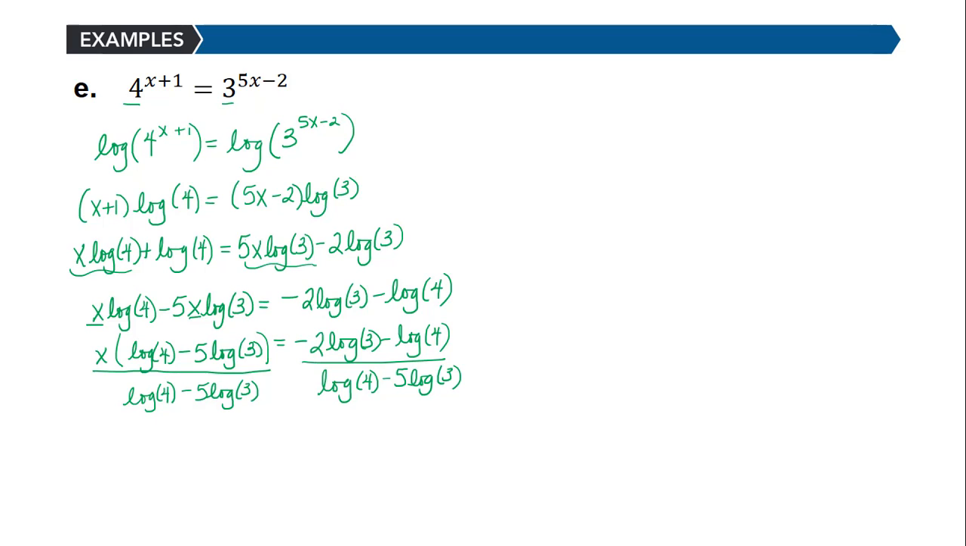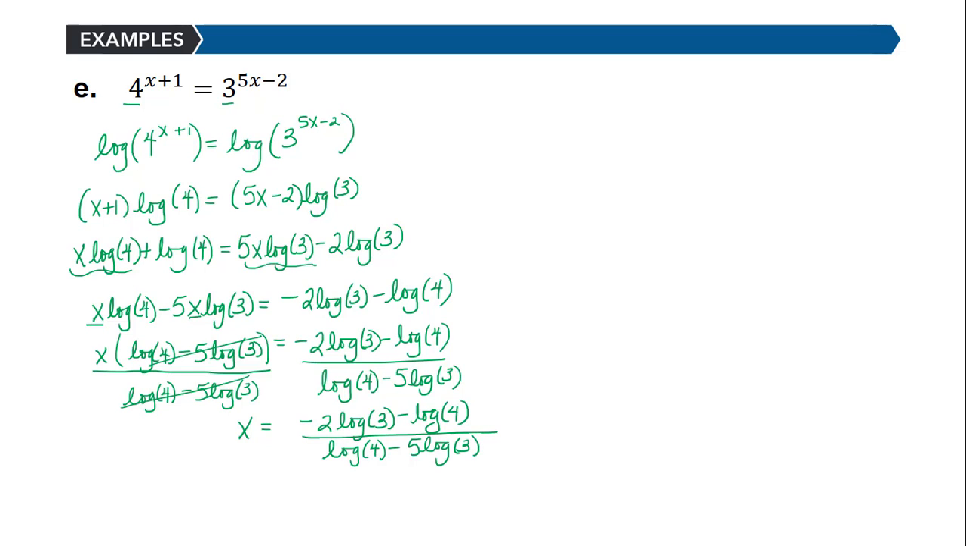And in doing that, I get what x is equal to. X is this quantity, negative 2 log 3 minus log 4, all divided by log 4 minus 5 log 3.